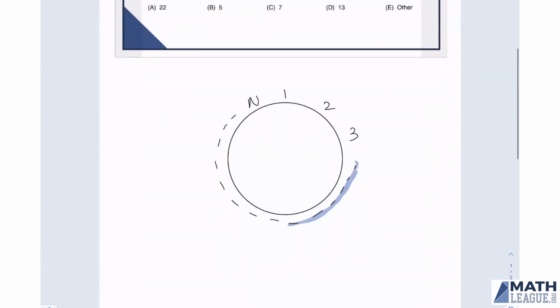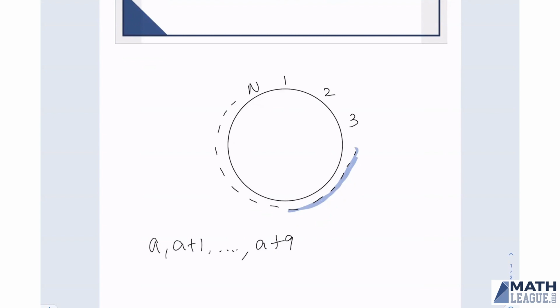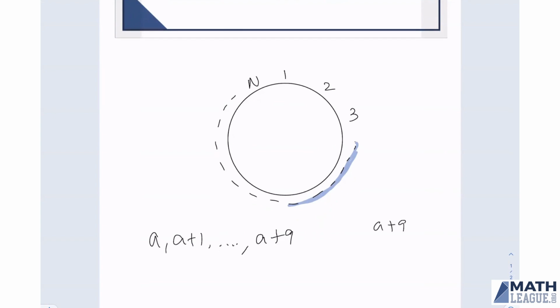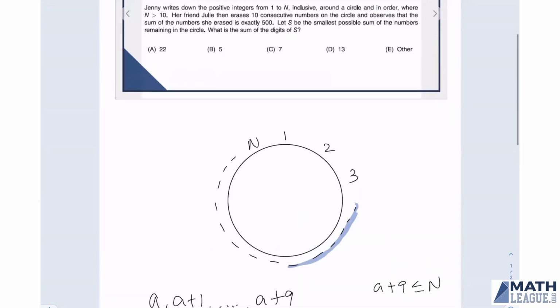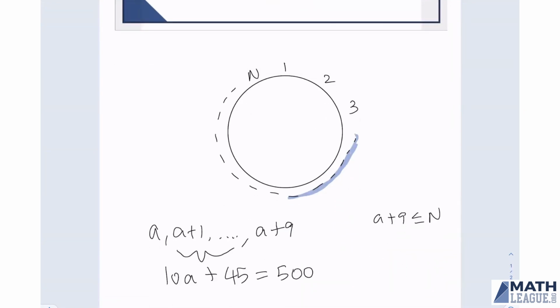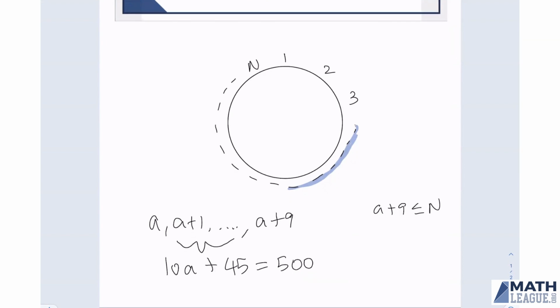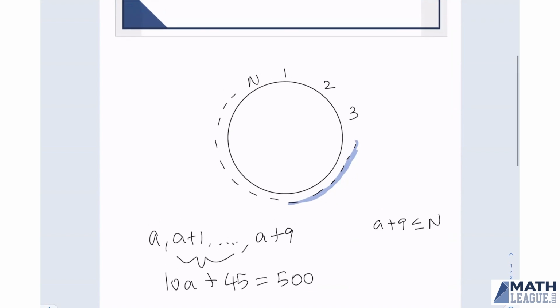And so that would imply that the numbers chosen by Julie are of the form a plus 1, all the way up to a plus 9. So these are 10 consecutive positive integers, with the extra condition that a plus 9 is less than or equal to n. And so this sum is 10a plus 45, and we want this to be equal to 500. However, this is impossible because this yields a non-integer value of a, because 500 minus 45 is not divisible by 10. So we know that this case is impossible.